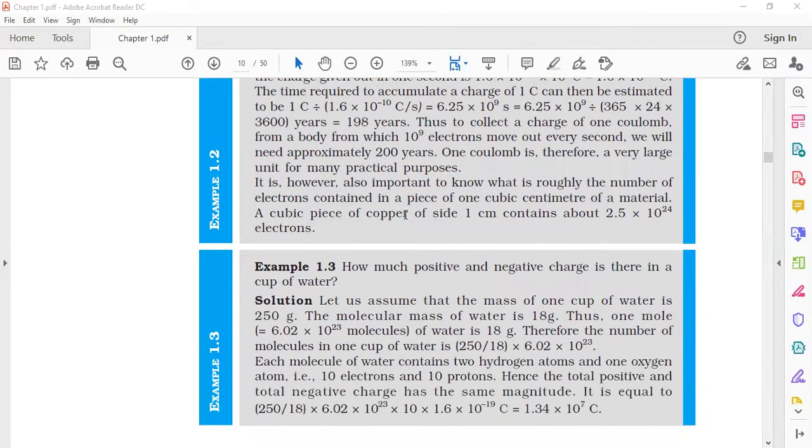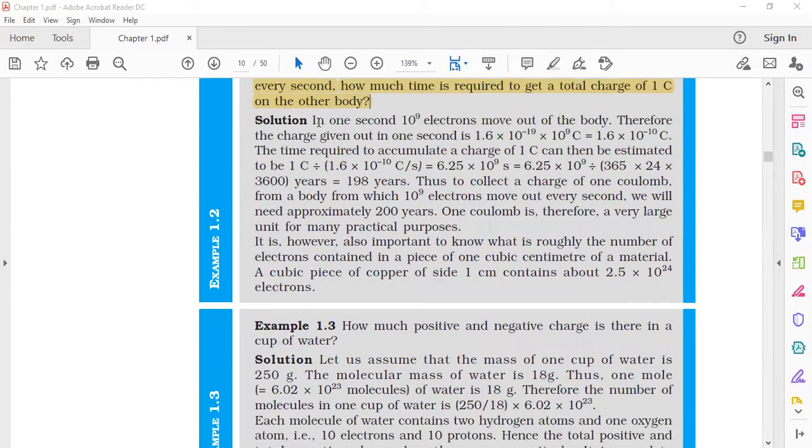Let me go to the next example. Second example, you can cross check. In 1 second, 10 raised to 9 electrons move out of the body. Therefore, the charge given to the body in 1 second is 1.6 × 10 raised to minus 10 coulomb, as I discussed. The time required to accumulate a charge of 1 coulomb is then calculated, which comes out to be 198 years. I did it on a board.